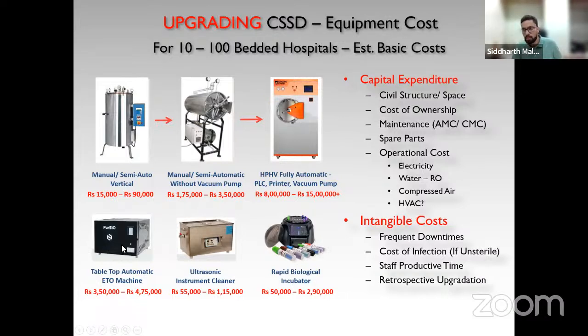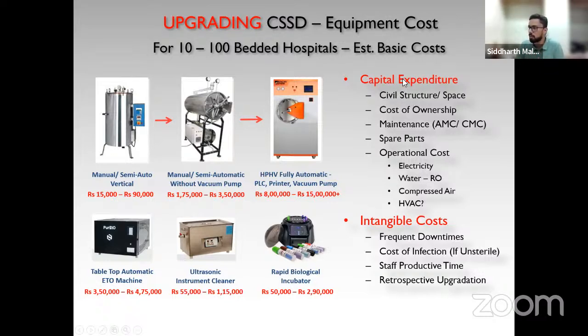ETU machines, tabletop, which may be required for orthopedic, for your drill systems, or for that matter, any kind of smaller systems, tubings, cannulas, catheters, or silicone tubings, ambu bags. An ETU may cost between 3.5 lakh rupees to 5 lakh rupees. The ultrasonic cleaners are a very good choice if you have smaller vascular instruments. These may range from 55,000 to 1 lakh rupees. Rapid biological is not required.